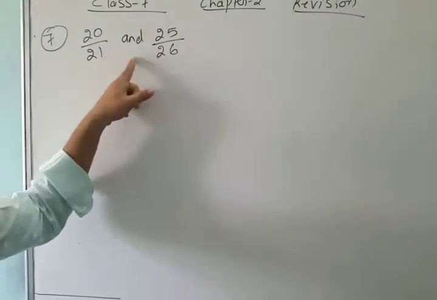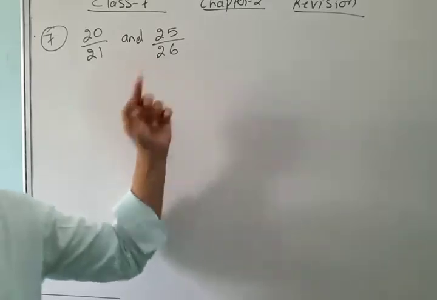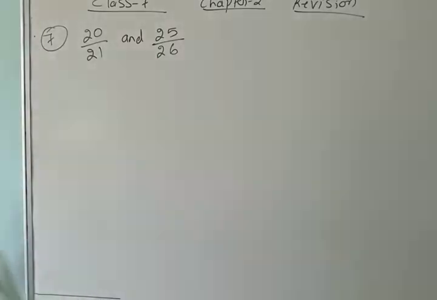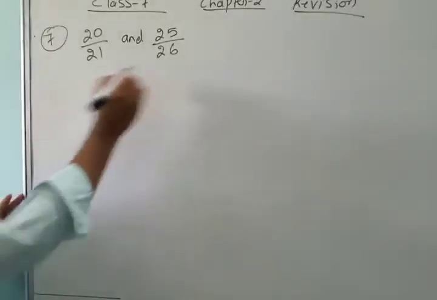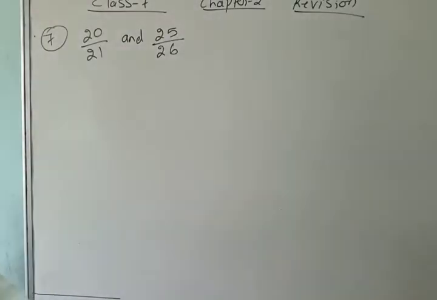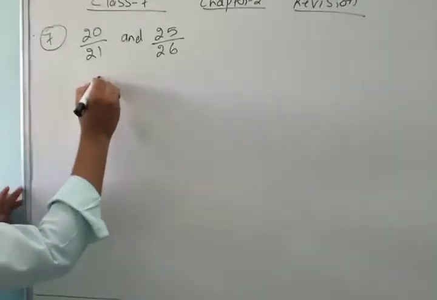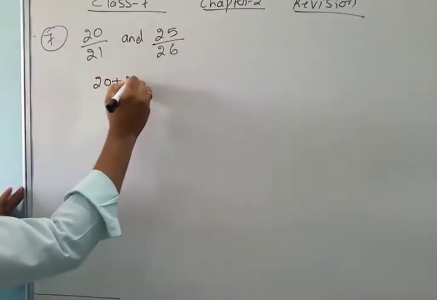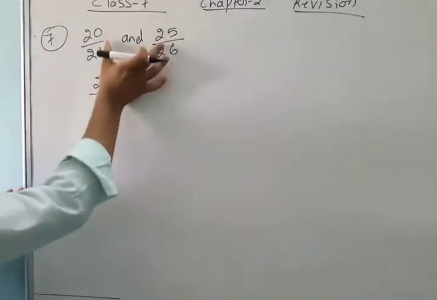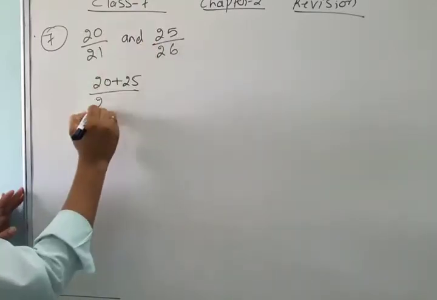इससे बड़ा होना चाहिए और इससे छोटा होना चाहिए. दोनों के बीच में एक फ्रैक्शन को अपने को इंसर्ट करना है. सो फ्रैक्शन को इंसर्ट करने के लिए सिंपल सा प्रोसेस है. जस्ट ऐड बोथ द न्यूमरेटर एंड डिनोमिनेटर. सो 20 प्लस 25 दोनों न्यूमरेटर्स को प्लस करेंगे अपन दोनों डिनोमिनेटर्स को प्लस करेंगे.